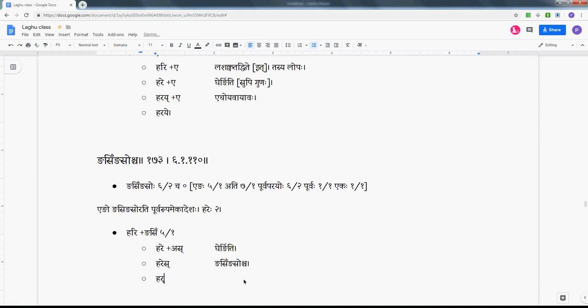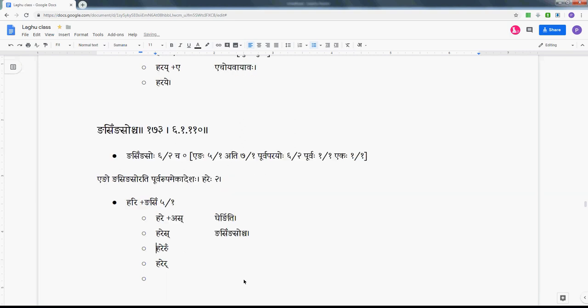Hare, what happens to the sakara now? It will become Hare Ru, then Hare Harer. This Upadeshe Anunasika Tasya Lopaha. How do you get Ru? Sasajusho Ru.